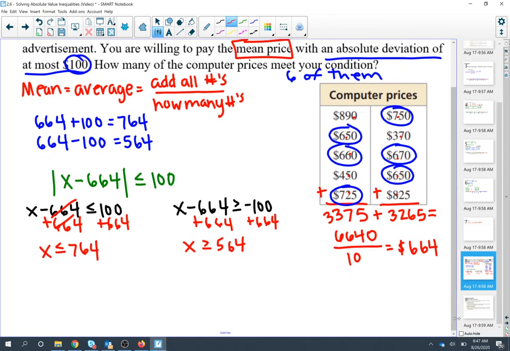So if we took a look at that on a number line, I could put 564. I could put, this is a really rough number line, 764. So my value has to be less than or equal to 764, and greater than or equal to 564, which means we would be willing to pay for a computer anything between those price ranges, which is what we already found over there.